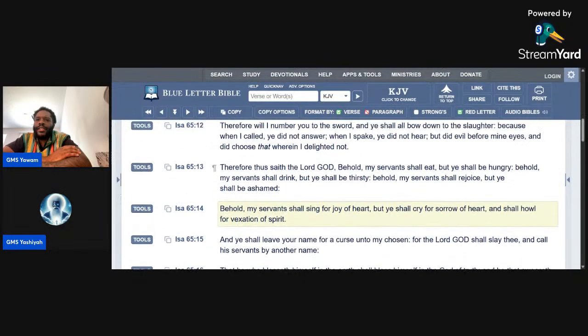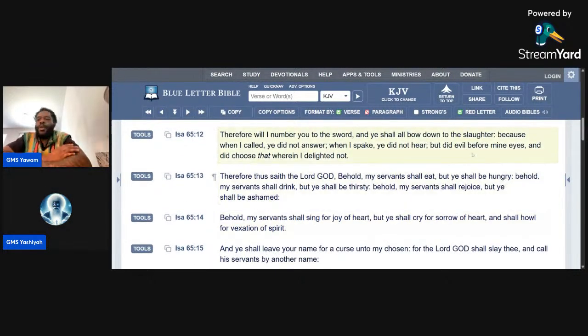It says, "But did evil before mine eyes," and in the latter, it says, "and did choose that wherein I delighted not." So ultimately, as the two-thirds had an opportunity to display faith, they had an opportunity at this word. They just chose to take the wrong path.